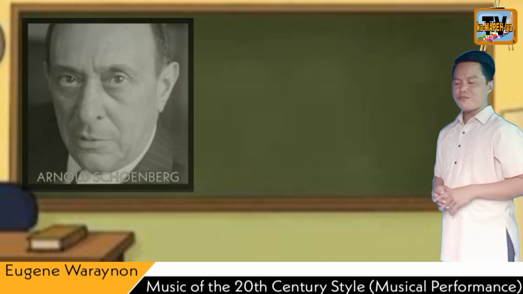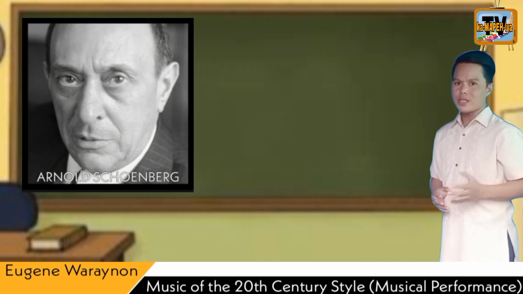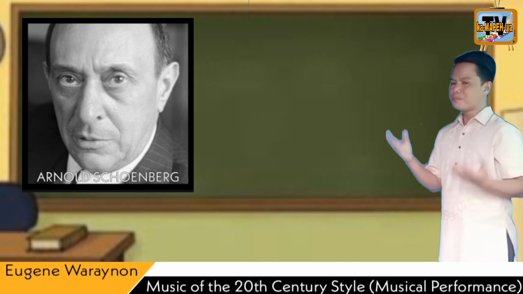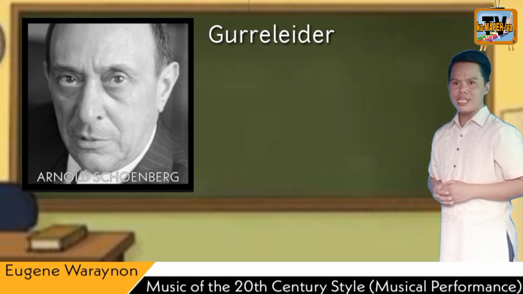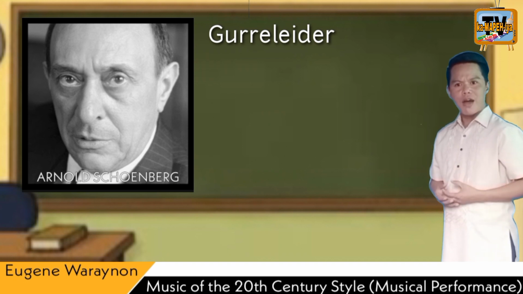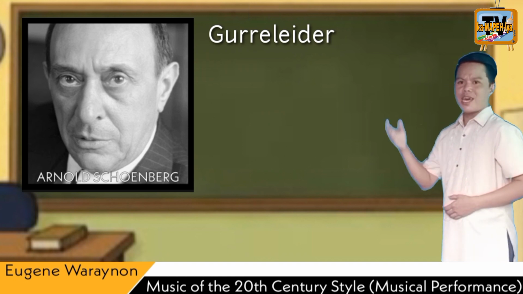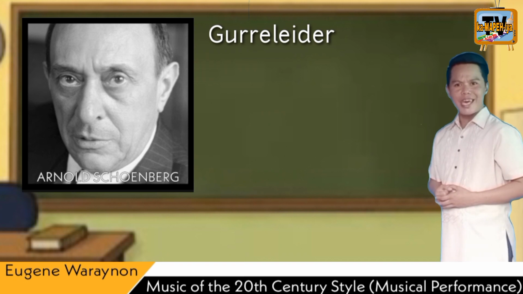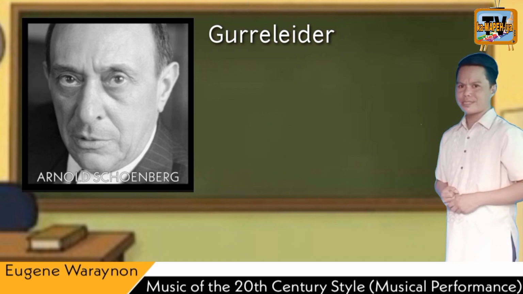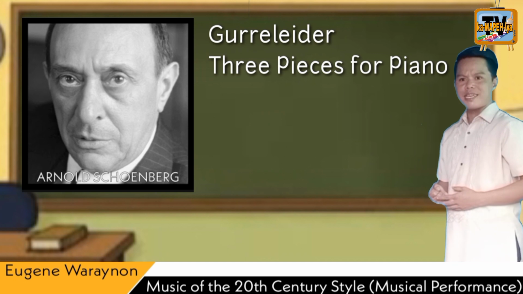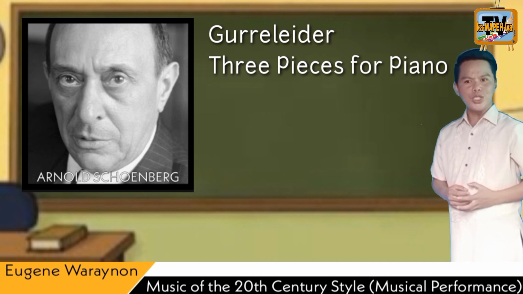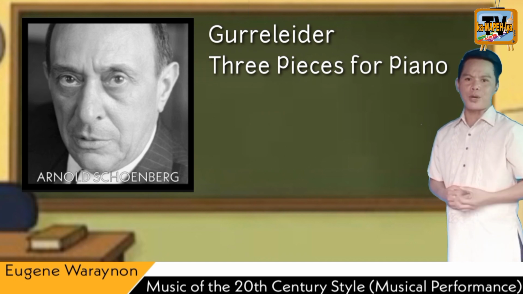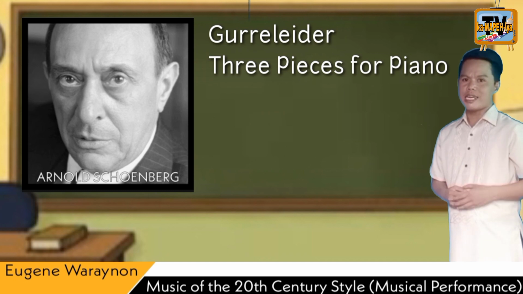Next works are for Schoenberg, or Arnold Schoenberg. Schoenberg's works include Gurre-Lieder. Gurre-Lieder is a large cantata for 5 vocal soloists, narrator, chorus, and large orchestra. Then, 3 Pieces for Piano. It is a set of pieces for solo piano where Schoenberg represents an example of atonality in this work.